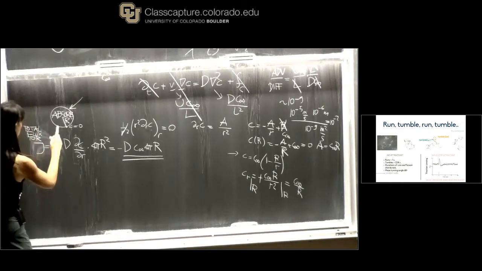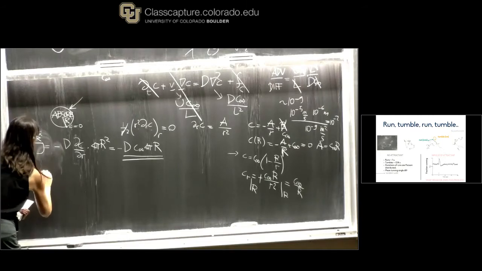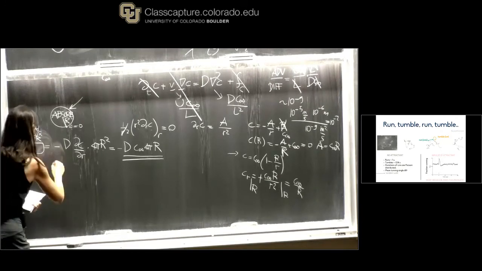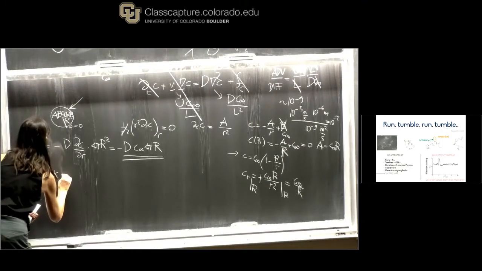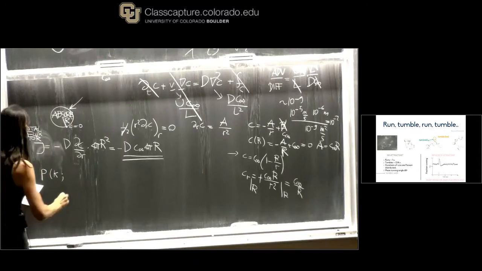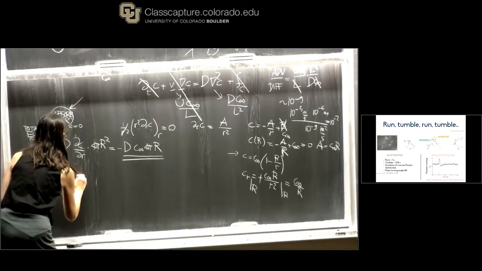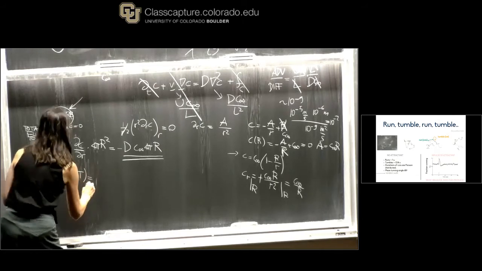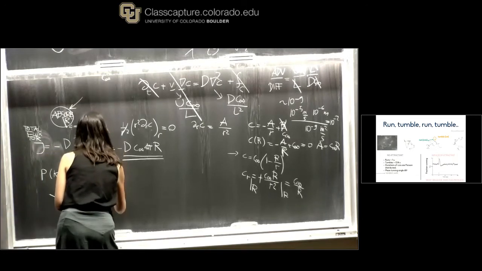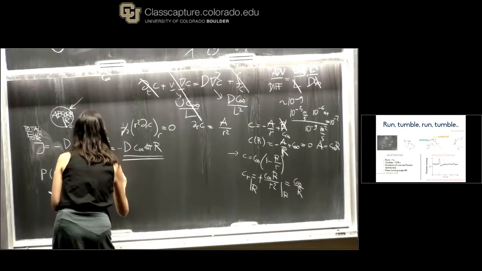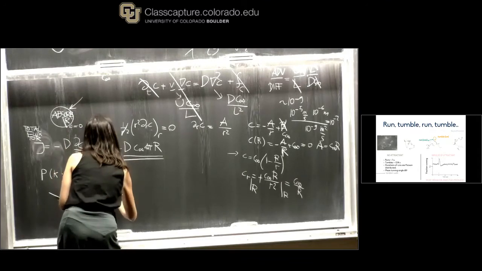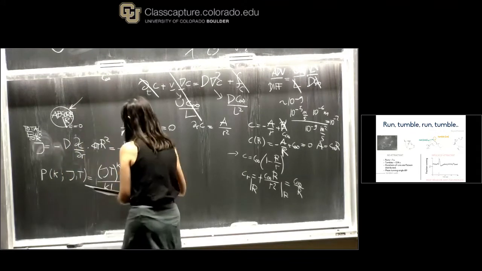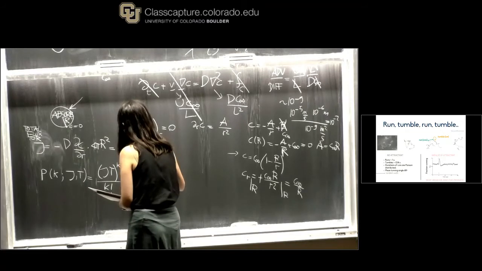So the probability to count k molecules if the flux is j and in time t is just given by, well, actually I don't even need to write it because I'm not going to even use it. Does somebody know what this is called?